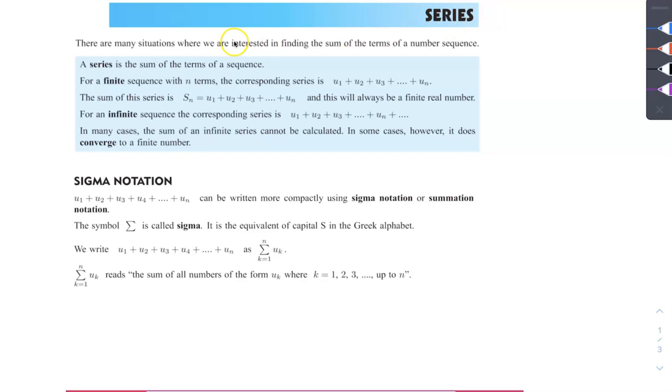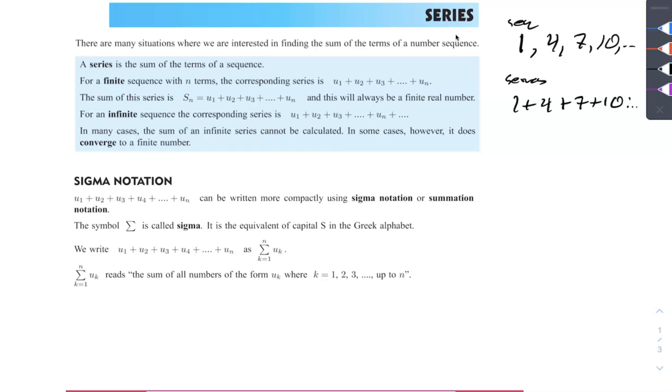Series. There are many situations where we're actually interested in finding the sum of a term, the sum of the number of terms of a number sequence. We call that a series. So like if I had a sequence that was 1, 4, 7, 10, dot, dot, dot. So that's a sequence, an arithmetic sequence to be precise. To make that a series, or an arithmetic series, all we have to do is add those terms.